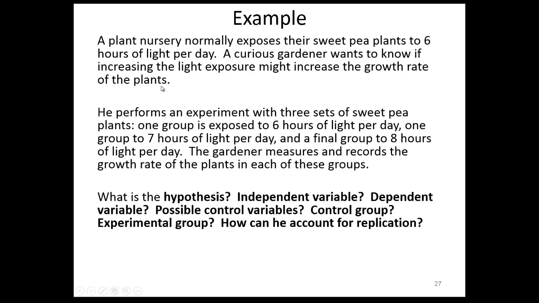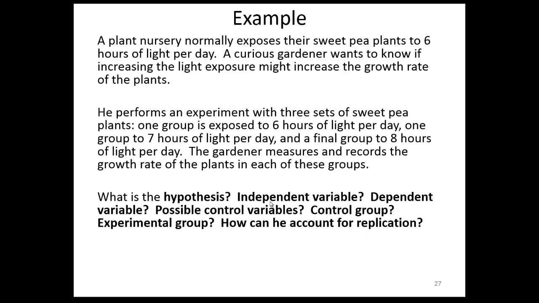The independent variable in this case would be the hours of light, because that's not something we're going to change within each group. We're going to keep one group in 8 hours, one group in 7 hours, and one group in 6 hours. So the hours of light is something that's not changing within each group. It's staying the same. So it's the independent variable. The dependent variable in this case would be what's going to change. Well, we would expect the growth of the plants to change, so that would depend on the amount of light. So the dependent variable depends on the independent variable in this case. So the dependent variable would be the growth rate of the plants.